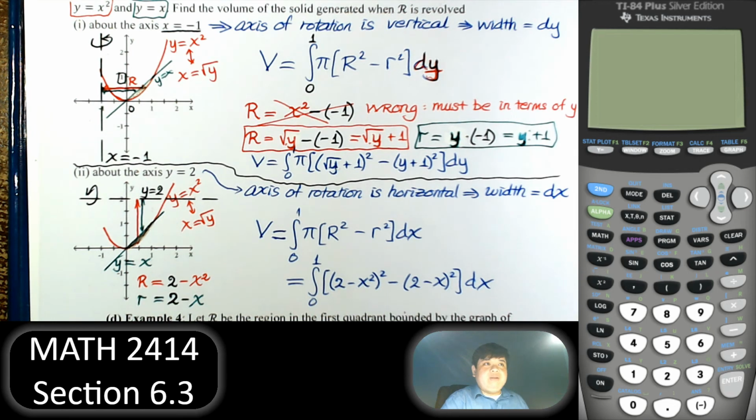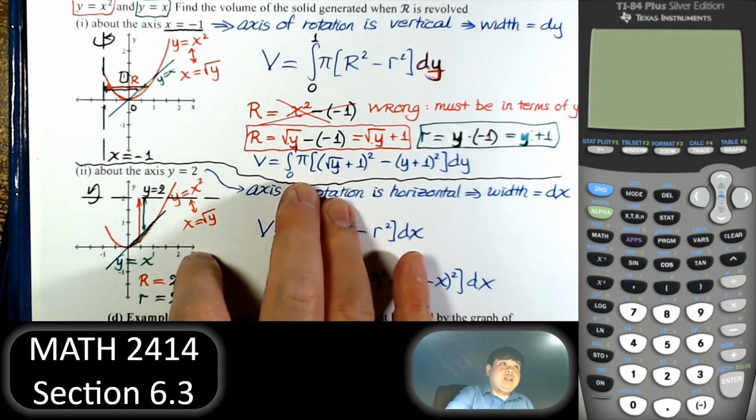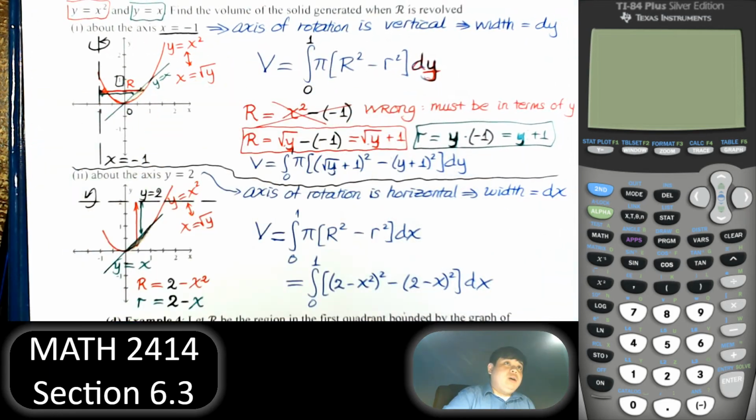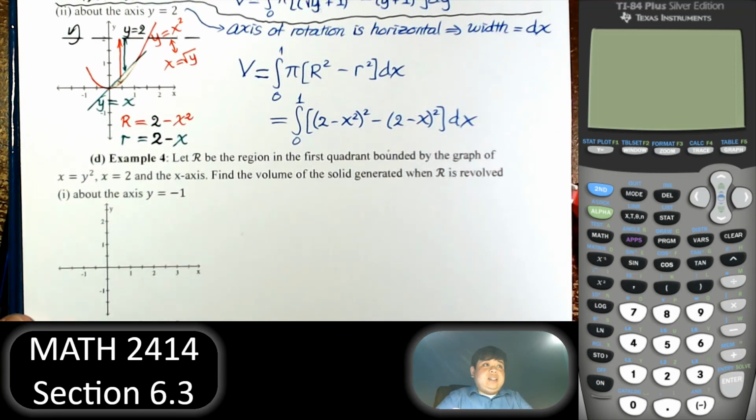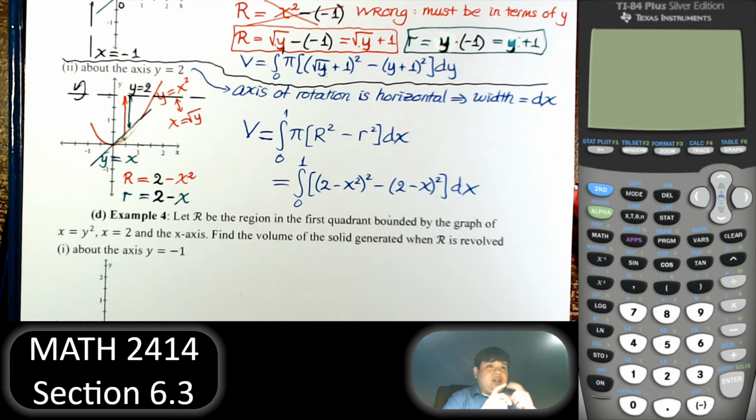So simple enough. We just need to determine what the axis of rotation is. After that we determine if we use dx or dy, and that changes the whole thing. If it is dx, all the functions must be in terms of x. If it is dy, all the functions must be in terms of y. And then the r is the vertical or the horizontal component. If it is vertical, upper function minus lower function. If it is horizontal, function on the right minus function on the left.